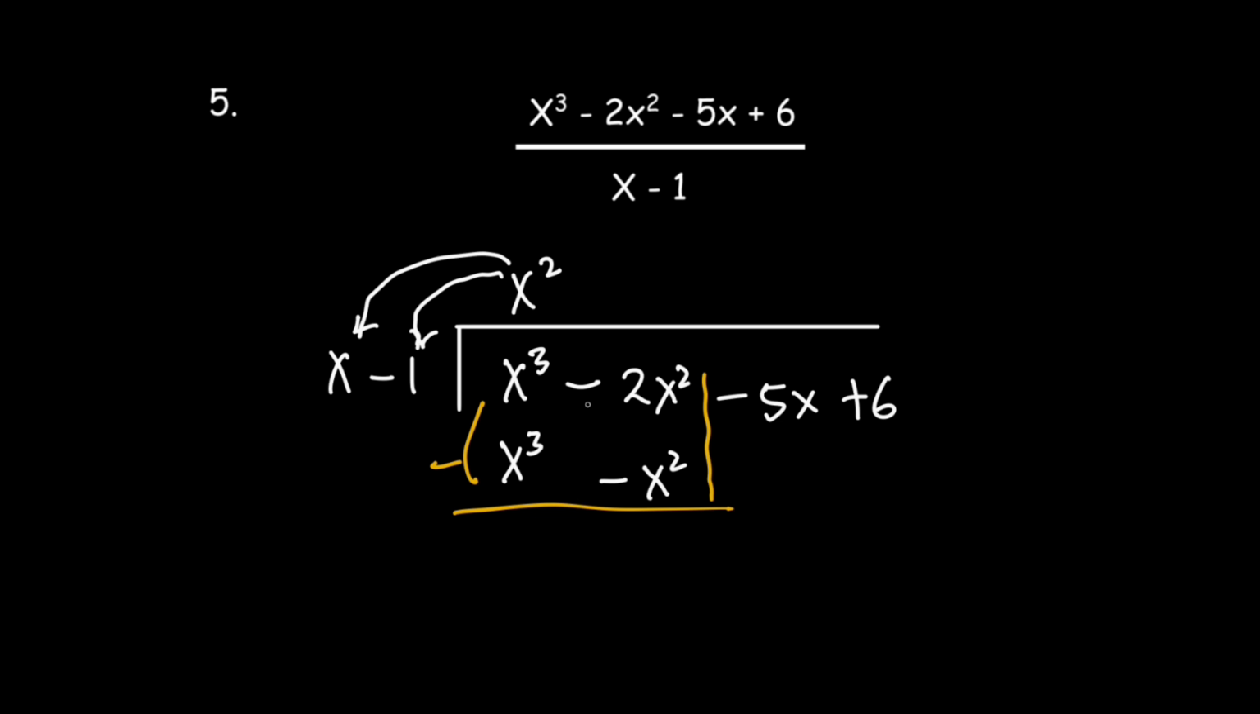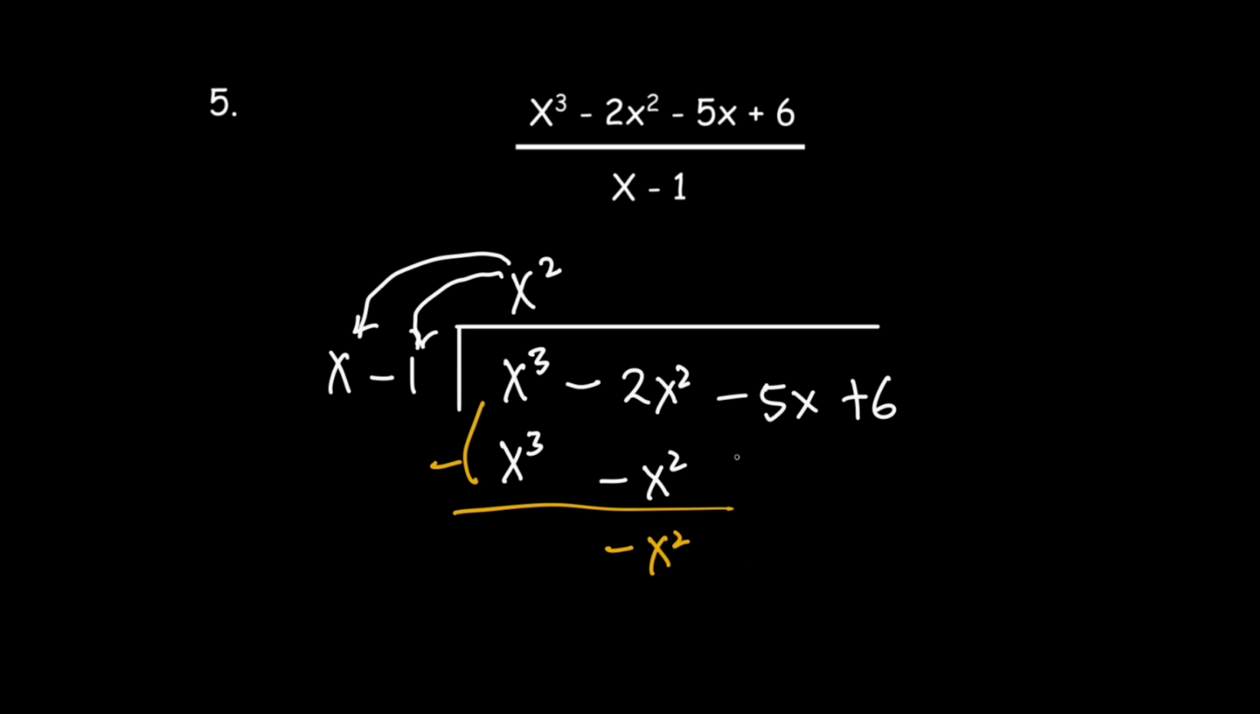Okay, so we have negative 2x squared minus x squared. So this is more or less like negative 2x squared plus x squared, which will give us negative x squared, right? So we're going to be getting negative x squared right here. Then we go ahead and then subtract x cubed minus x cubed, which is giving us 0, and there's no need to put down the 0.